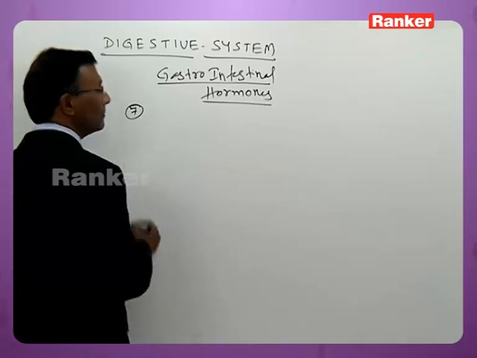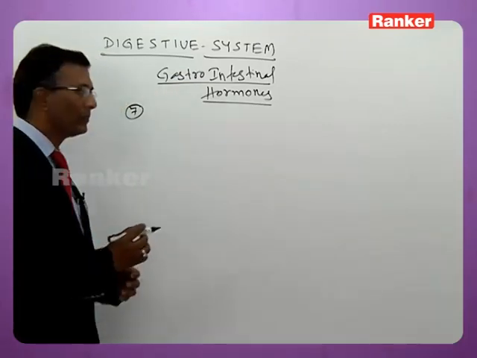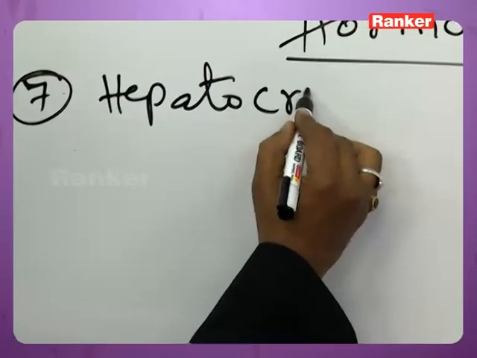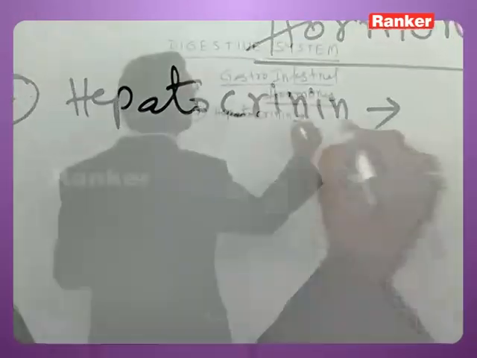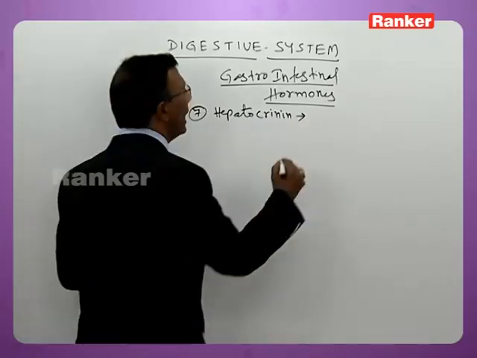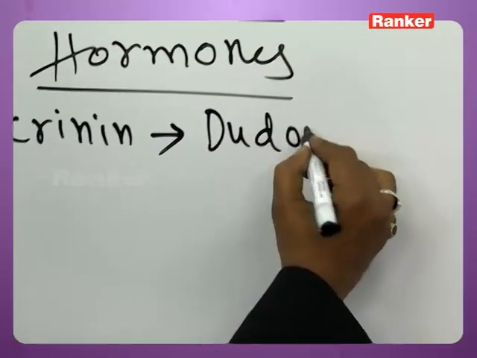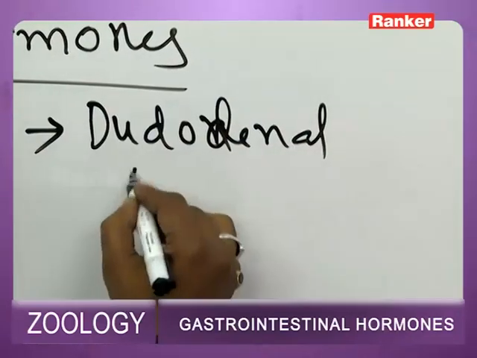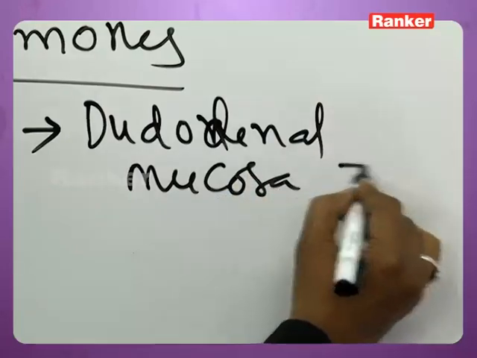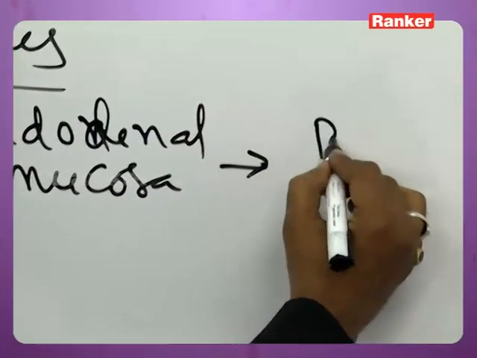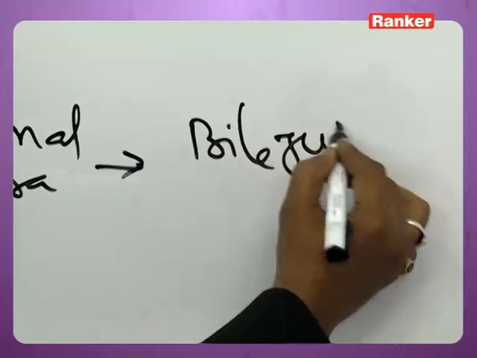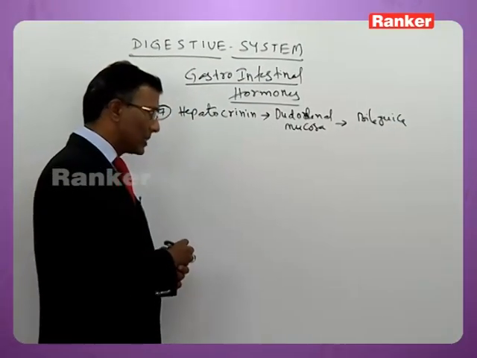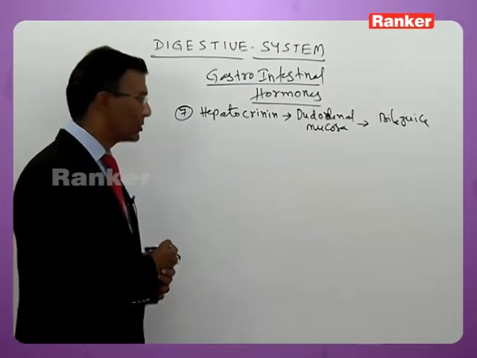Next, the seventh hormone, you have another hormone called hepatocrinin. This hepatocrinin is also secreted by the duodenal mucosa, and it stimulates the hepatocytes of the liver to synthesize hepatic juice or bile juice.